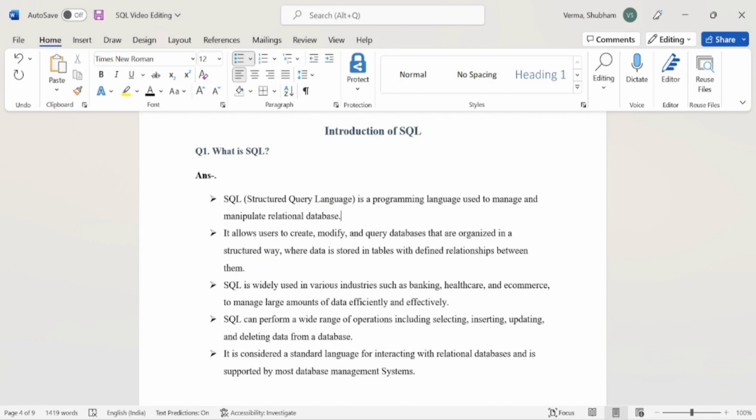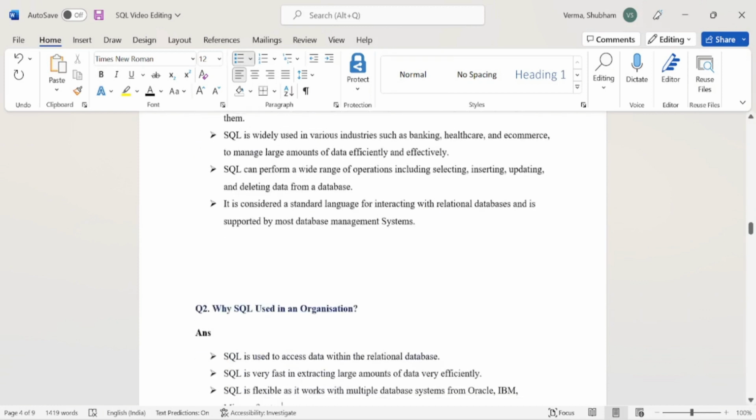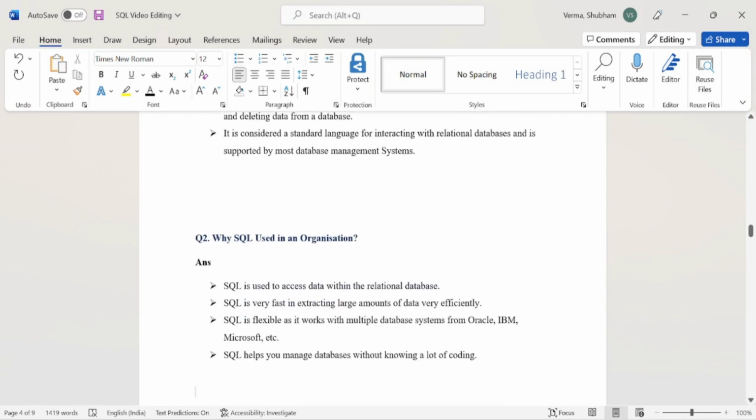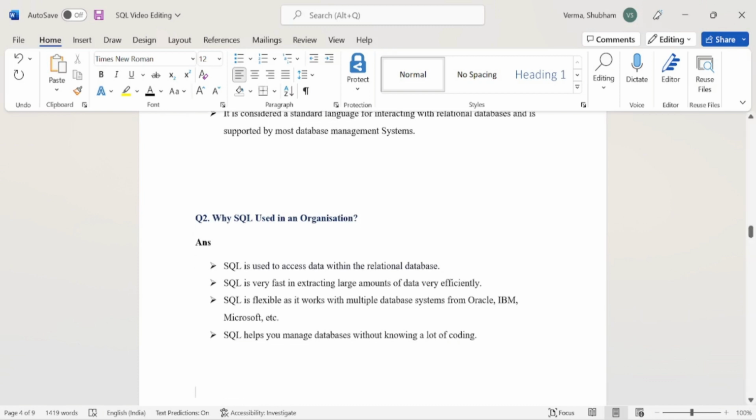Now the next topic of today's class is why organizations use SQL. So here is the answer. SQL is used to access data within the relational database, and SQL is very fast in extracting large amounts of data efficiently. SQL is flexible as it works with multiple database systems from Oracle, IBM, Microsoft, etc. SQL helps you to manage a database without knowing a lot of coding. So these are the few points why organizations use SQL, because the data is secure and we can easily manage and access the data with the help of a DBMS.